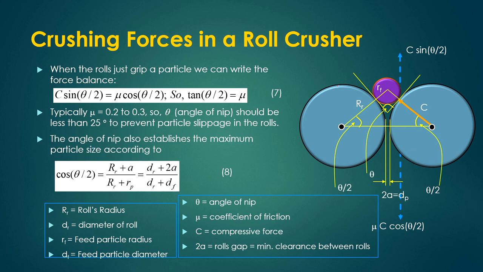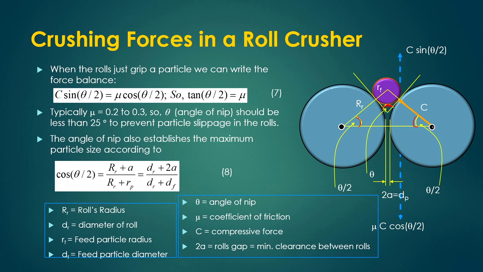as per the picture given here. You will see two rollers, each with radius R, and feed material with radius r_f, the feed radius, gripped between the two rollers. Whenever the material is placed on these two rolls, based on the geometry it will make an angle theta by 2, as shown in the figure, and this is your theta. This is basically the tangent of these two rollers where the feed material is placed on the surface of the rolls, and the angle that is formed is called the angle of nip, the angle of nip.